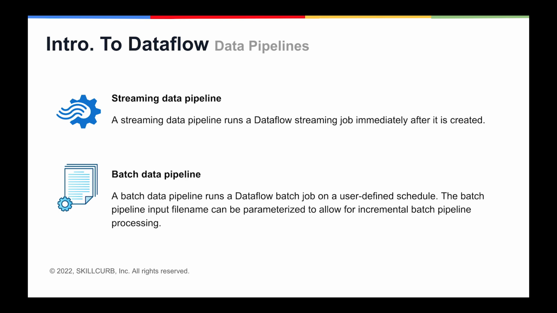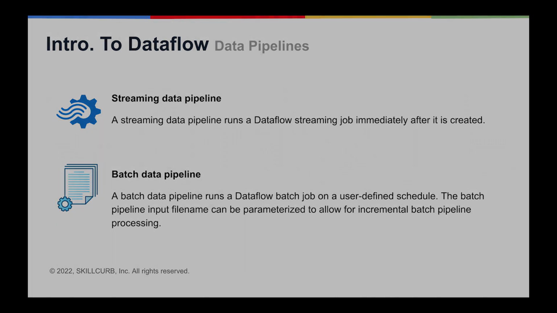Dataflow has two data pipeline types, streaming and batch. Both types of pipelines run jobs that are defined in Dataflow templates. A streaming data pipeline runs a Dataflow streaming job immediately after it is created. A batch data pipeline runs a Dataflow job on a user-defined schedule. The batch pipeline input file name can be parameterized to allow for incremental batch pipeline processing.